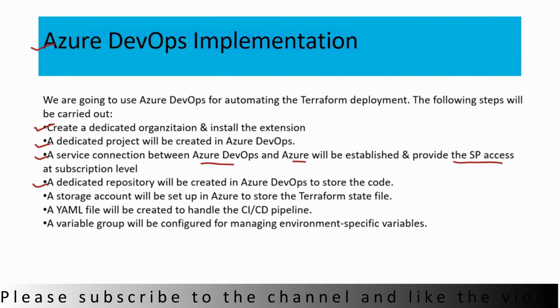A dedicated repository will be created in Azure DevOps to store the code. A storage account will be set up in Azure to store the Terraform state file. A YAML file will be created to handle the CI/CD pipeline. A variable group will be configured for managing environment-specific variables. In our upcoming videos, I'm going to do a demo on each and every step. These are the high-level steps we are going to follow for the implementation of Azure DevOps.